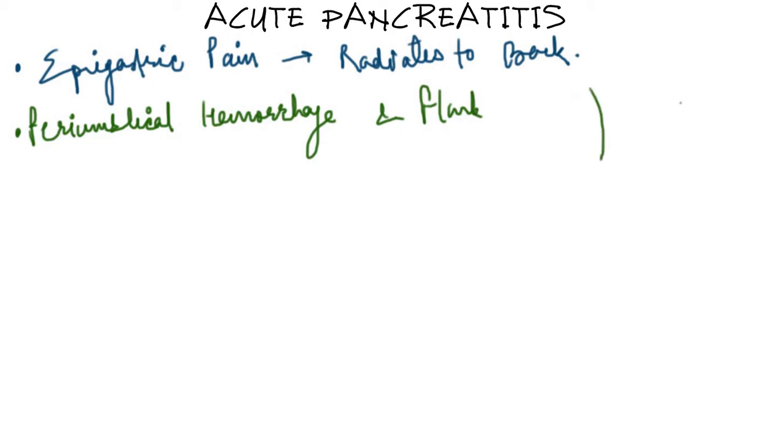Let's say this is the abdomen, so we have the umbilicus. In the periumbilical region we have hemorrhage, plus in the flanks we have hemorrhage. This can be due to the local destruction of the tissues due to the enzymes which are released in acute pancreatitis, and there may also be bleeding due to the destruction of the vasculature over there. Then we have nausea and vomiting, because abdominal discomfort can often lead to nausea and vomiting.